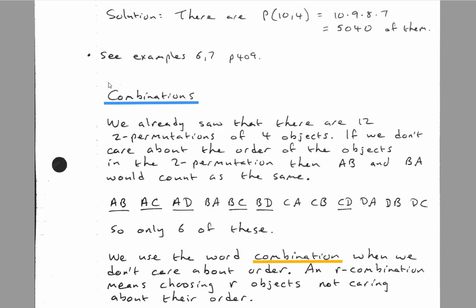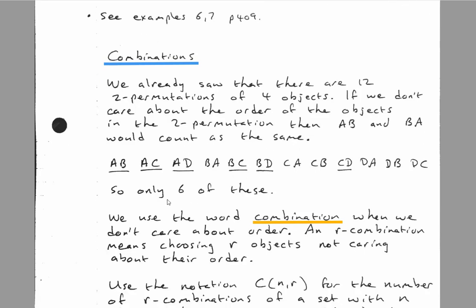Okay, next, combinations. So we already saw that there are 12 two permutations of 4 objects. If we don't care about the order of the objects in the two permutation, then AB and BA would count as the same. So if we don't care about the order, then out of the 12, there are only 6 different unordered permutations.